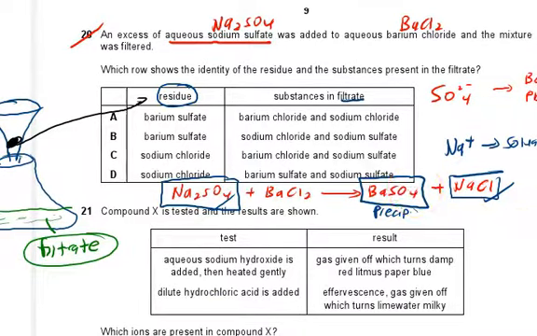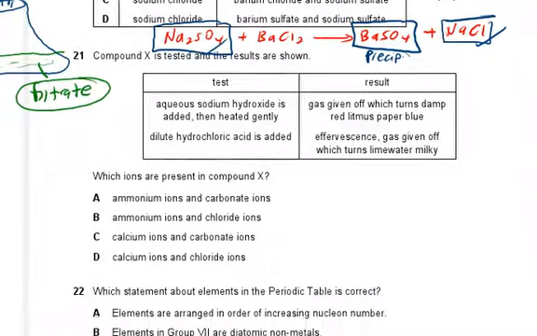So your best answer here, there must be barium sulfate. Okay, barium chloride in the filtrate, so this is not possible. So your best answer here will be sodium and sodium, B. Okay, so we move on with number 21.